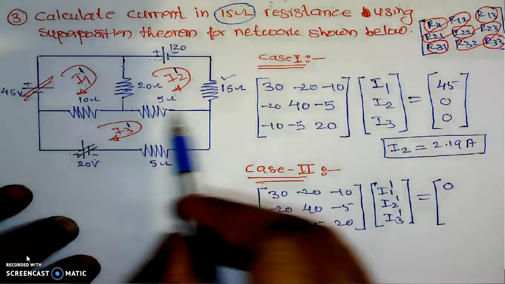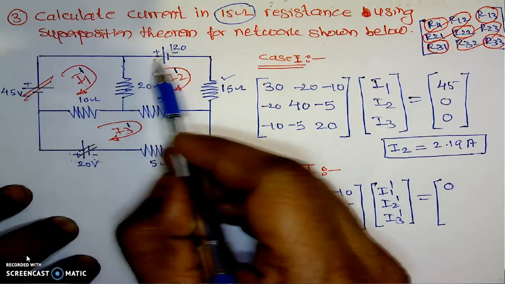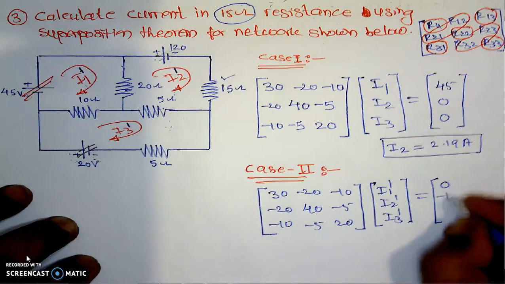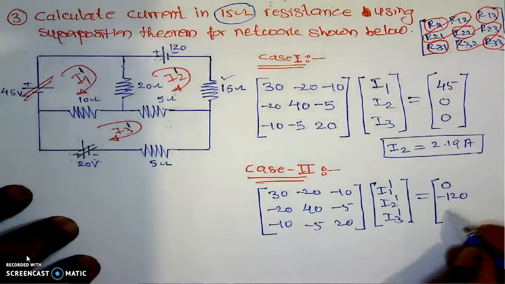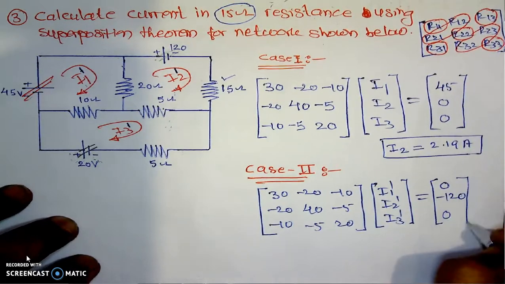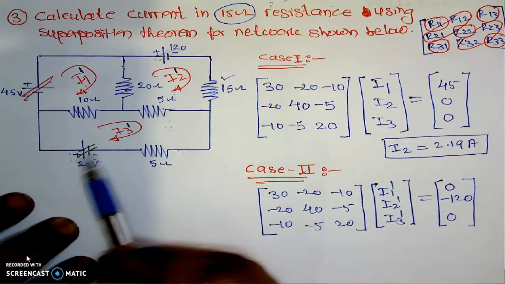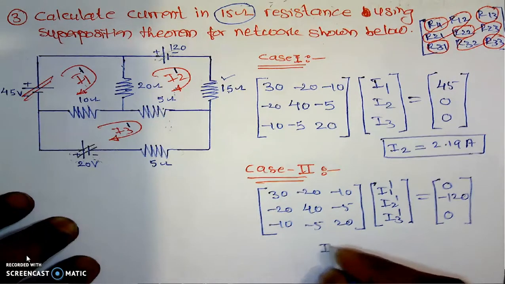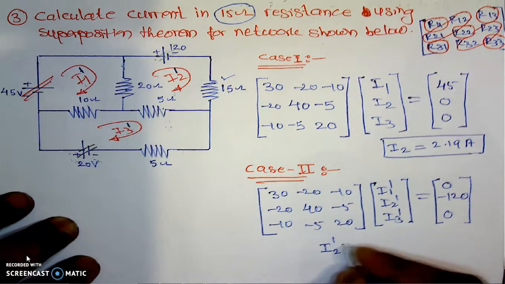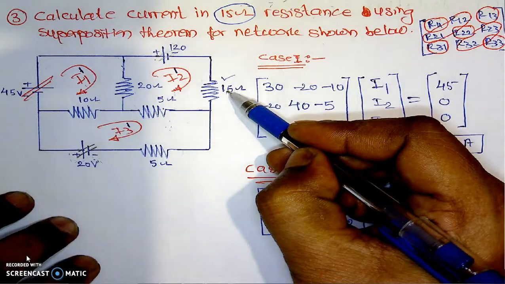How will the second constant be? If we are traveling in the loop with the direction of current, we are traveling from positive to negative, which is minus 120. And for the third loop, again this constant is 0, because this source is replaced by its internal resistance. Now in this case, we will calculate the current in the 15 ohm resistance for the second source, which is 120 volt.